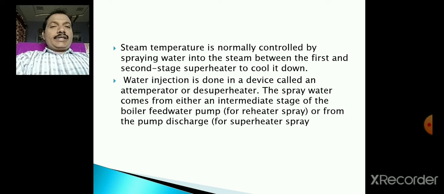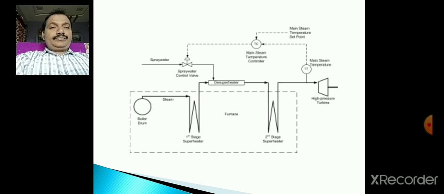The spray water comes from either an intermediate stage of the boiler feed water pump or from the pump discharge. So these are the possible water inlets into the attemperator. So this is the arrangement for the steam temperature regulation.